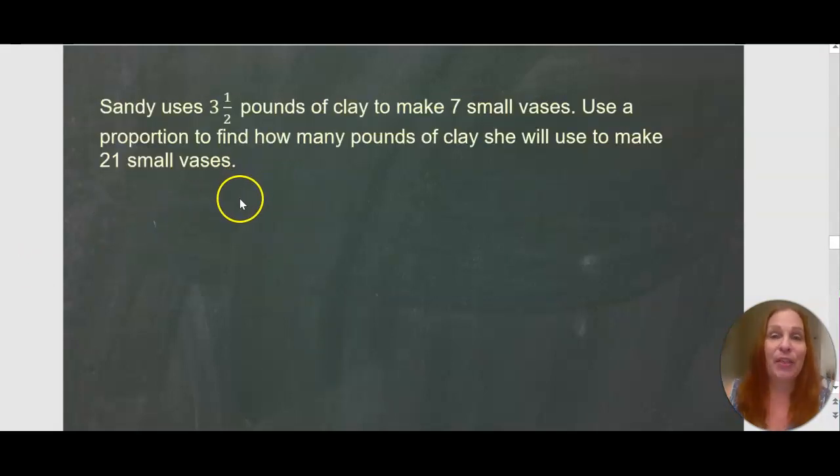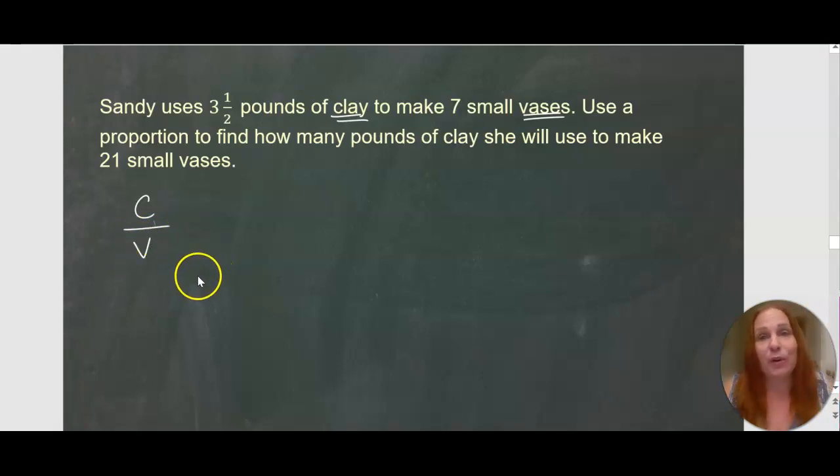Sandy uses 3 1/2 pounds of clay to make 7 small vases. Use a proportion to find how many pounds of clay she will use to make 21 small vases. So again, we've got 2 things that we're measuring, clay and vases. So I'm just going to take them in the order that they were given to me. I'm going to make clay my numerator, and I'm going to make vases my denominator for every fraction or ratio that I write in this problem.